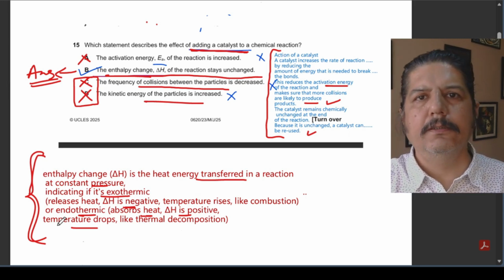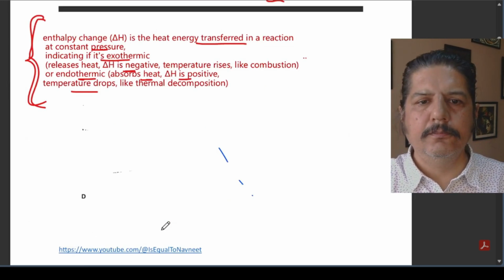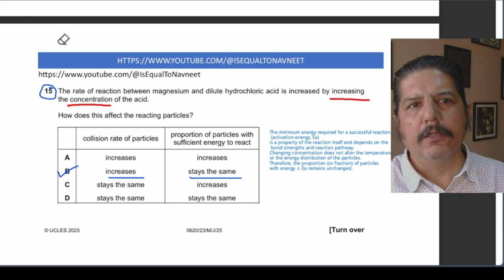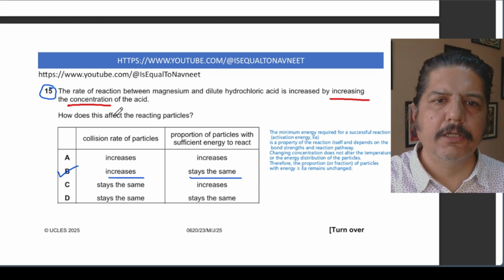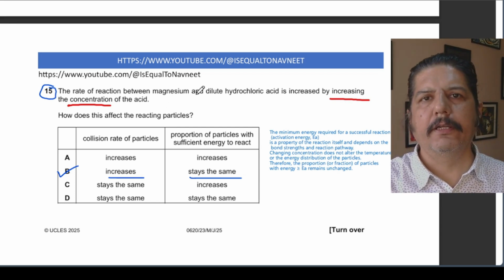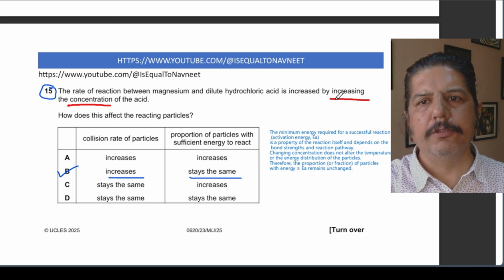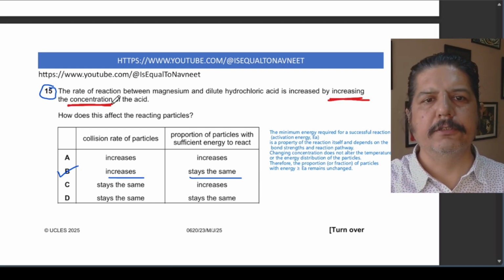Let's move to the next question. The rate of reaction between magnesium and dilute HCl is increased by increasing the concentration of the acid. How does this affect the reacting particles? Right now they are discussing increasing the concentration.